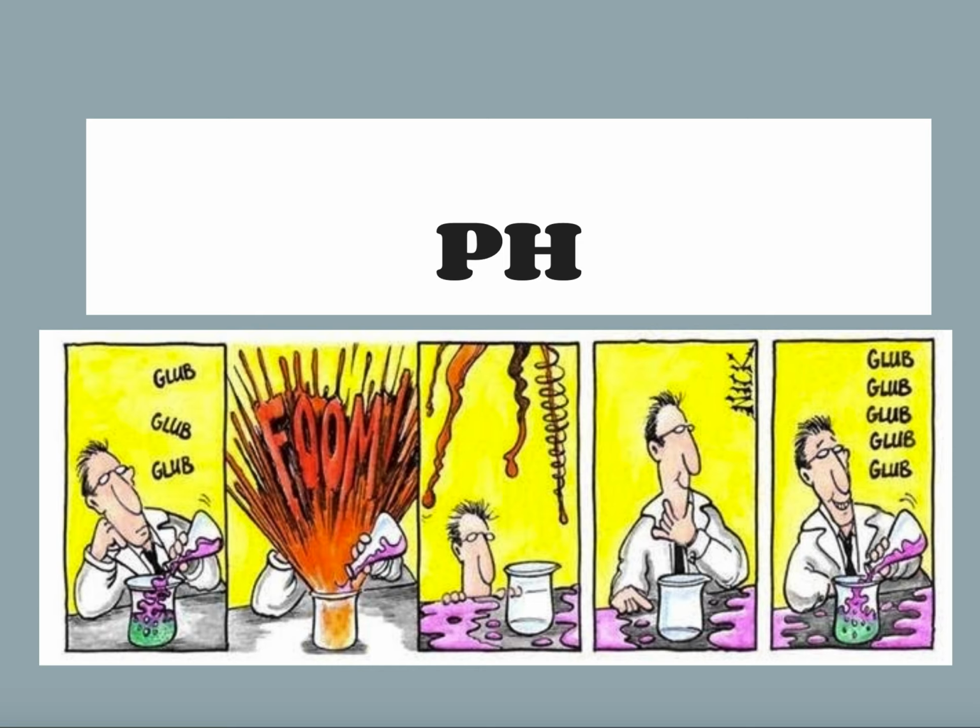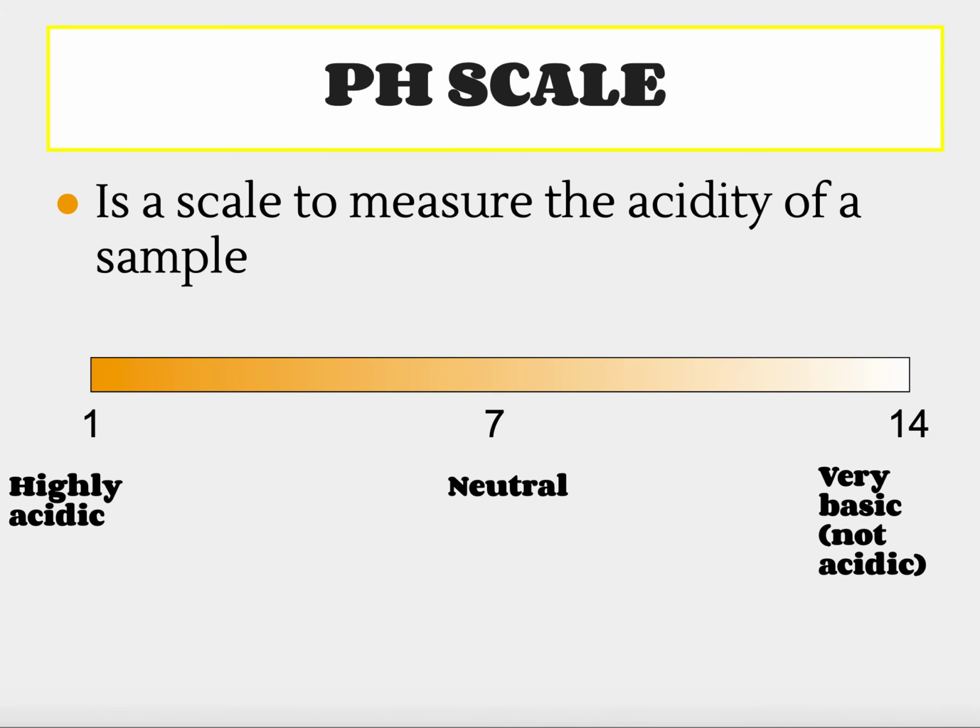The last topic is the pH scale. The pH scale, again, this is highlighted. You will want to know this for the test. It is a scale to measure the acidity of a sample or a solution. So you put a little piece of paper or some kind of strip, or maybe a little probe into it, and it will give you a reading.